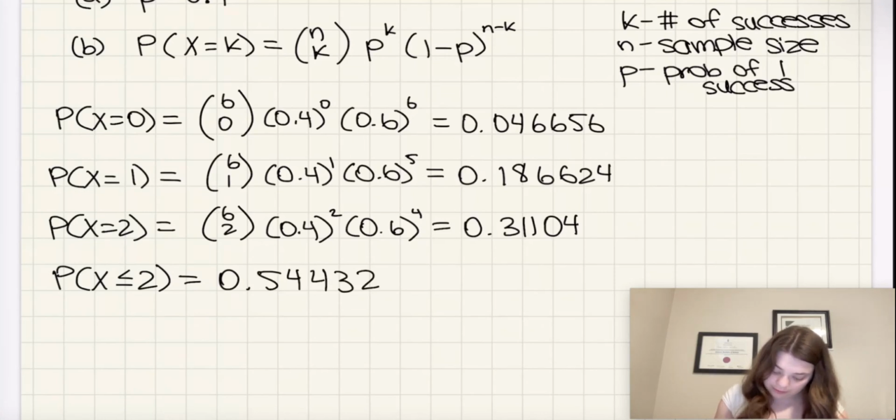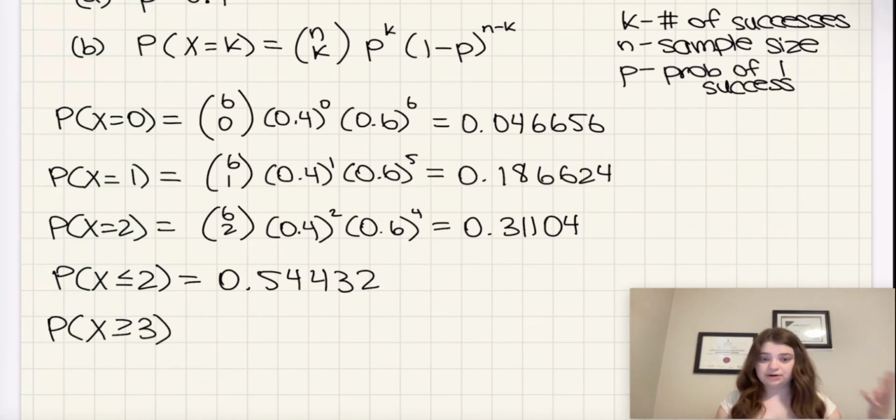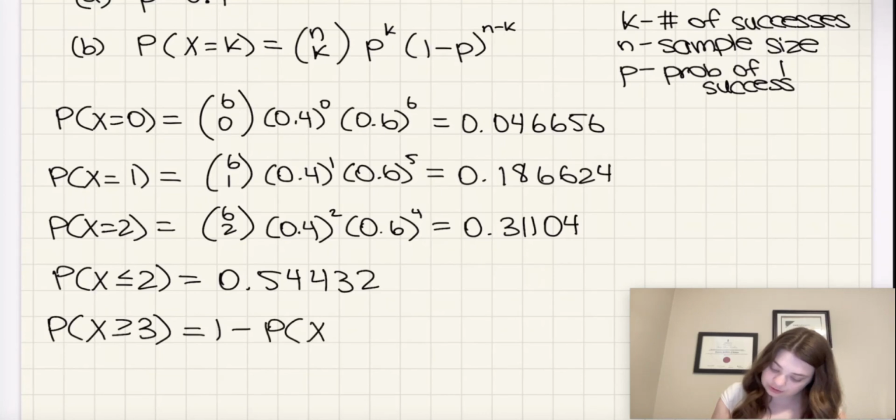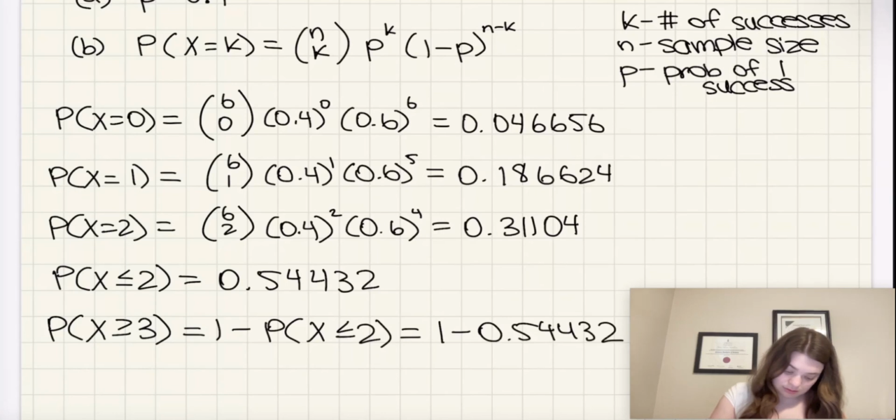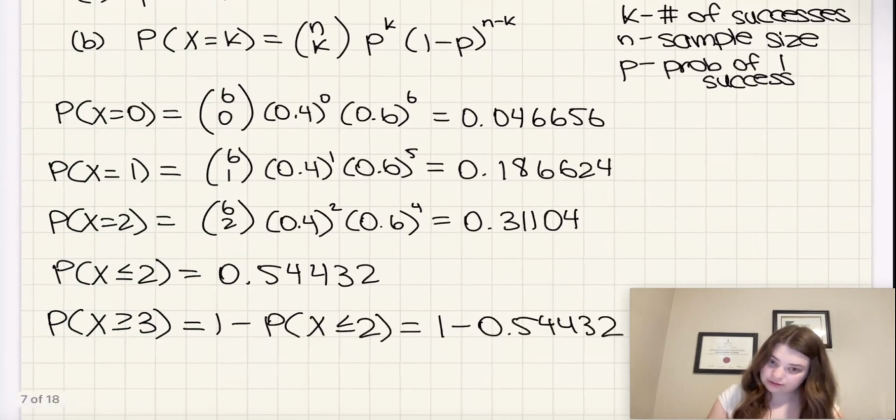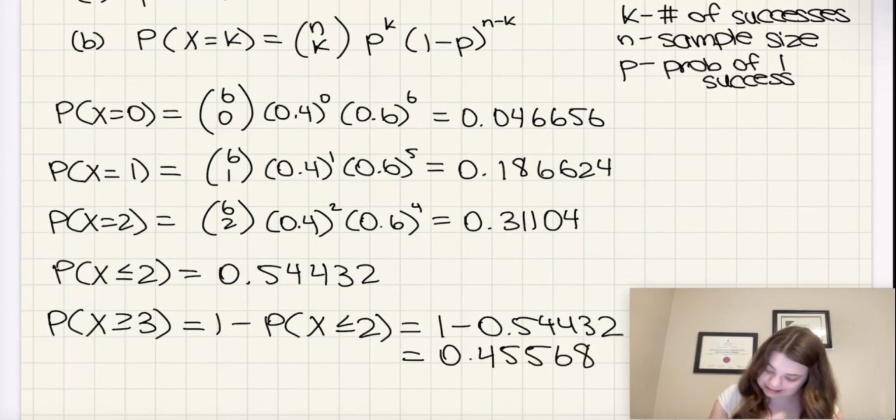0.54432. So therefore, the probability that x is greater than or equal to 3, right? The probability that it's actually at least 3 students, so it's the opposite of this scenario of being 2 or less, that's going to be equal to 1 minus the probability that there were 2 or less students. And so then we're going to get 1 minus that number. And that is going to be equal to 0.45568. And there we go. Awesome job.